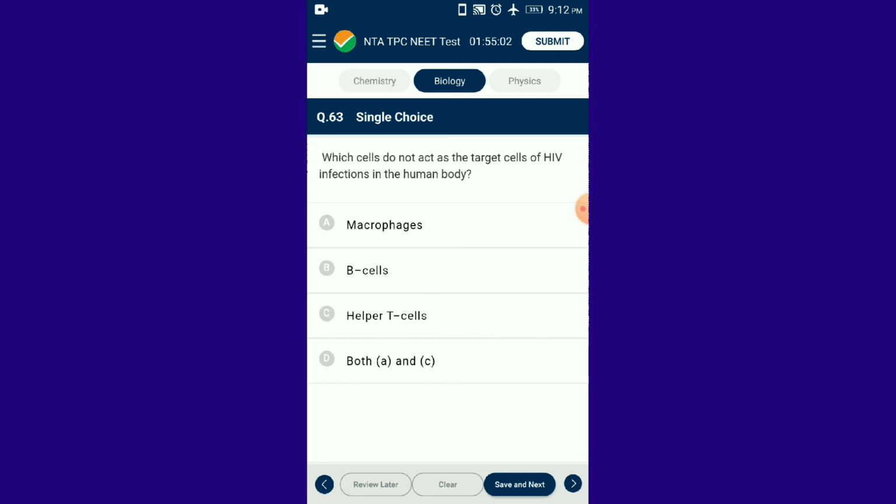Question number 63. Which cells do not act as the target cells of HIV infection in the human body? The answer is B cell. HIV specifically affects the helper T cells, reducing their number. Due to this, the immune system fails to signal B cells to produce antibodies and cytotoxic T cells to kill infected cells. Thus, the immune system can no longer respond and becomes immunodeficient to many opportunistic infections. So the answer is option B.